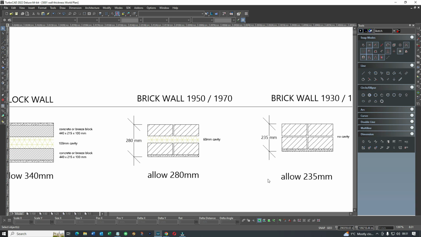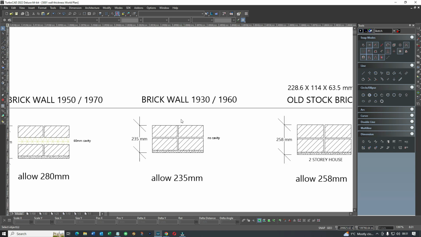If we go back a little further, 1930s, 1960s, no cavity at all. So we're looking at brick out or brick in. Oddly enough, metric bricks came in the 70s, and we had imperial prior to that. I think the 70s, that was the joining the EU.